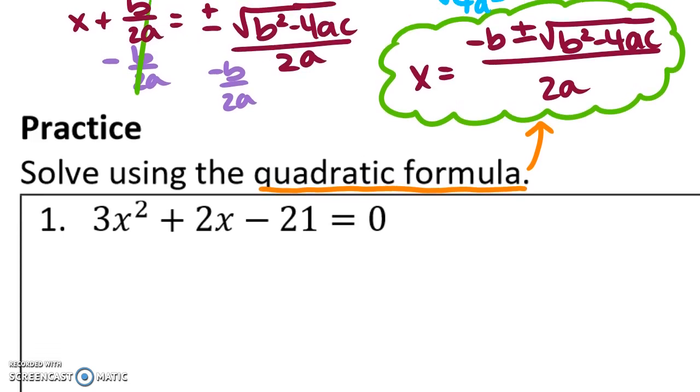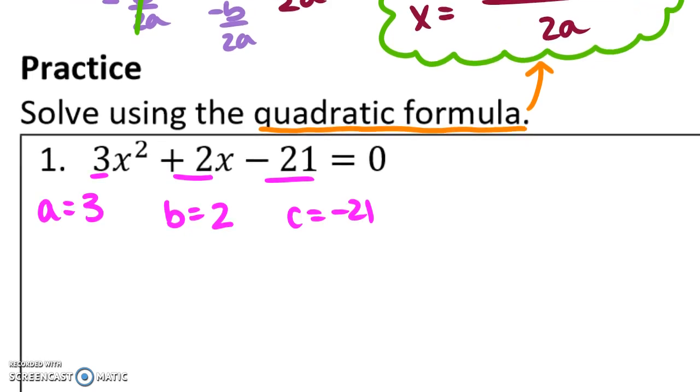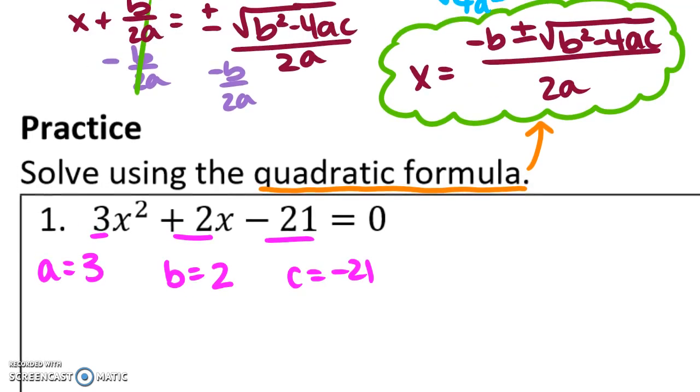Okay, so looking at this first example, it's equal to 0, so that's great. I'm going to list out what a, b, and c are just to help us. A is 3, b is positive 2, and c is negative 21. So what we're going to do is just plug them into our quadratic formula to solve for x.